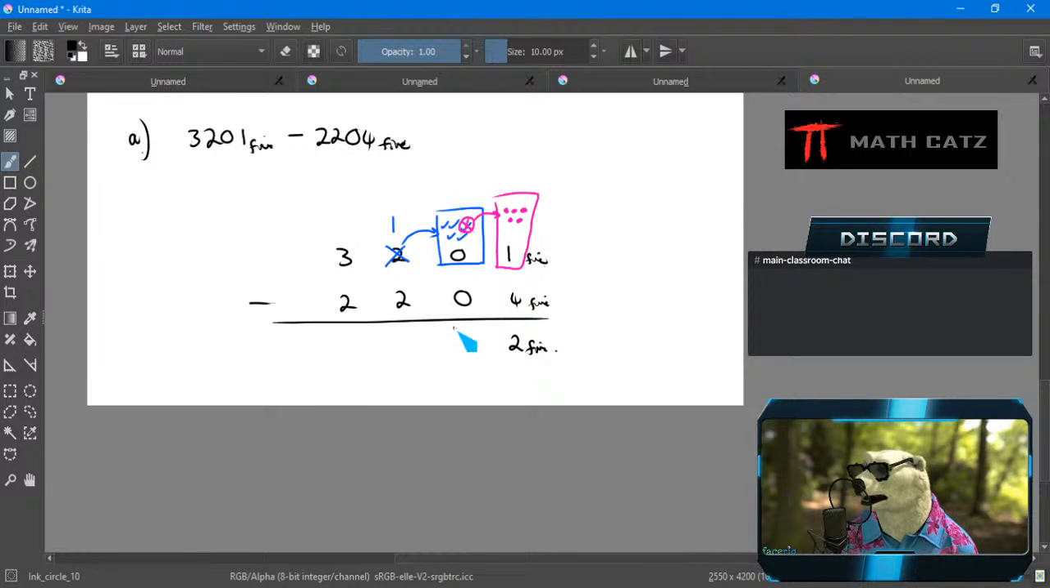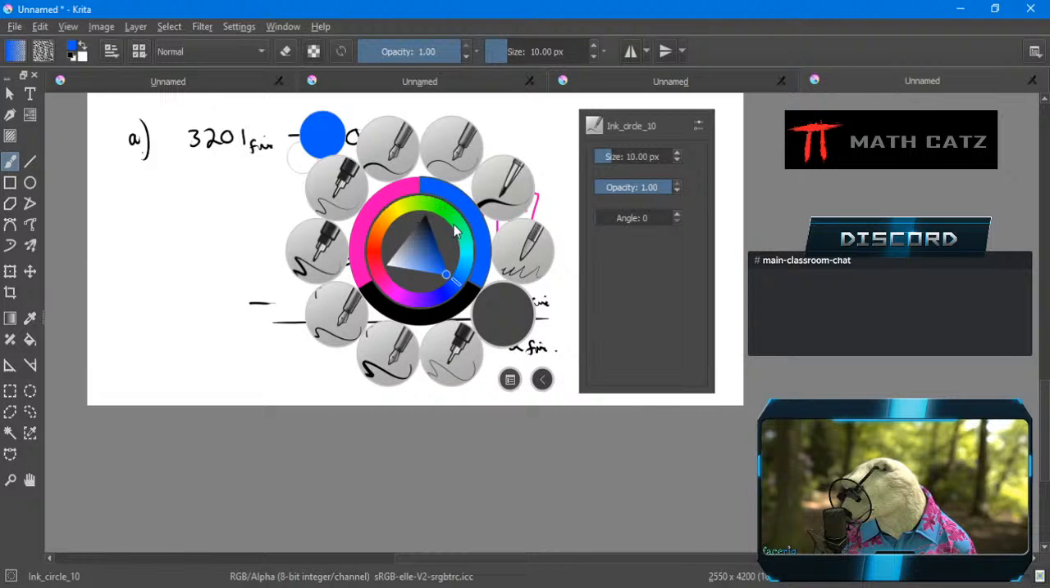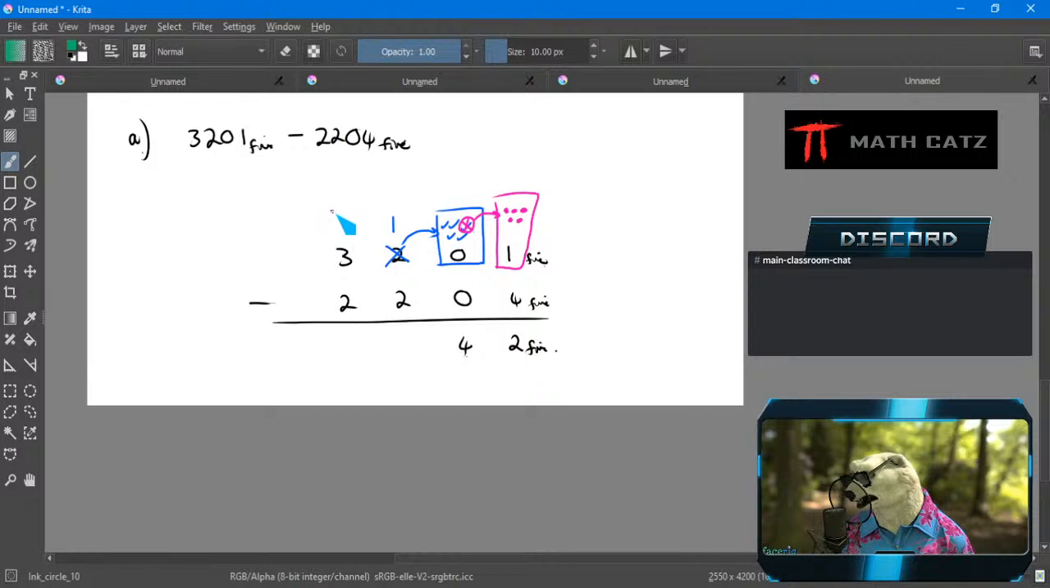I'm in the next column. I have 4 things minus 0 is 4. Next column, 1 minus 2. Oh no, can't do it. I need to borrow quickly. Let's go with green. That's a dark green. That's nice. Okay. I need to borrow.